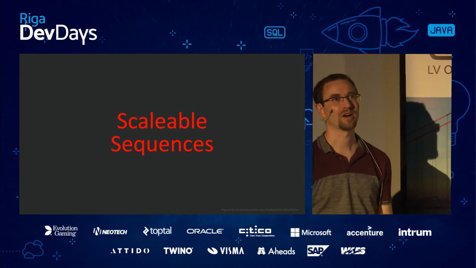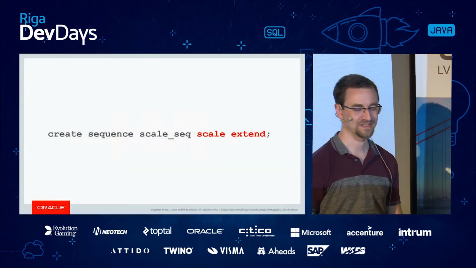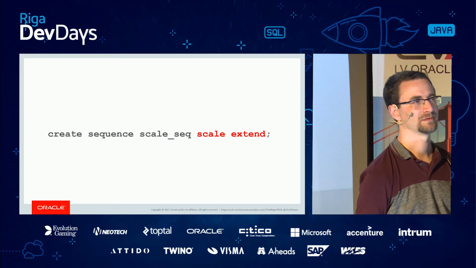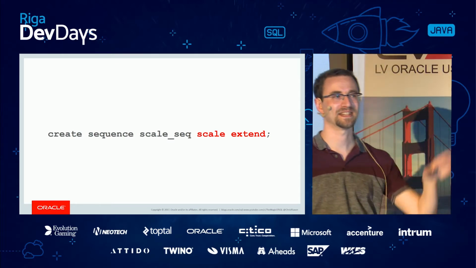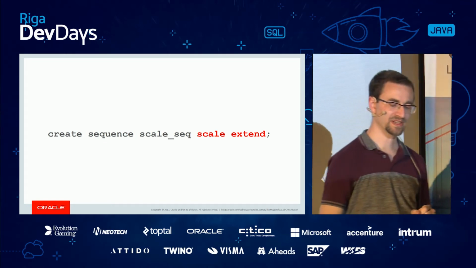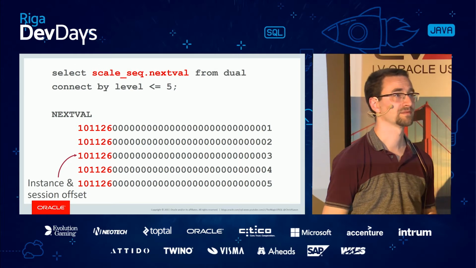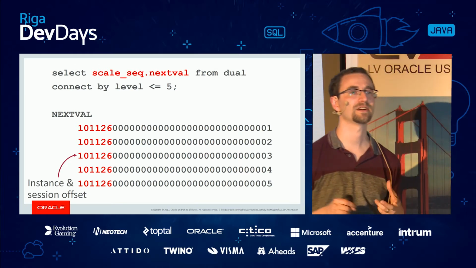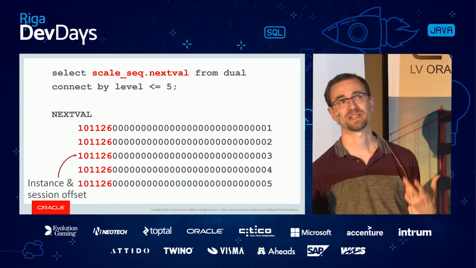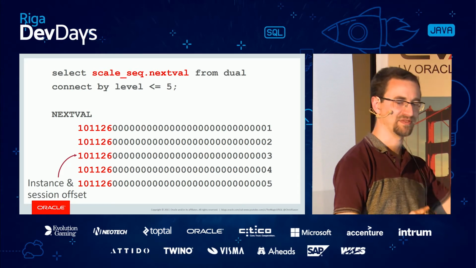What this does is offer a couple of extra options for when you create a sequence, and they are these scale and extend keywords. So we'll start with scale. What this does is add a 6-digit prefix onto your sequence. If we create this sequence and get the values out, we can see we've got our 6-digit values there, and they are generated from the instance number in RAC and the session ID, making it very unlikely that two concurrent sessions will have the same prefix.